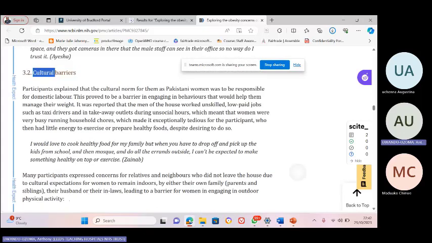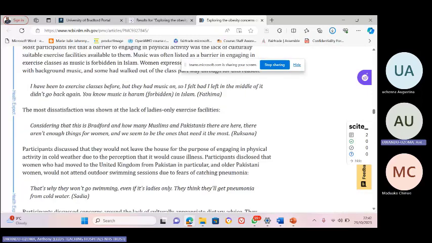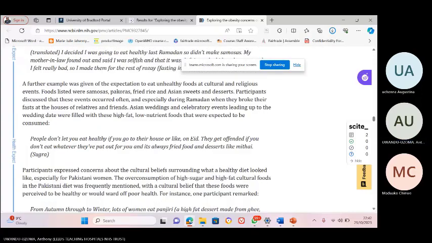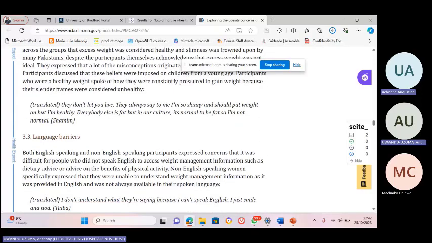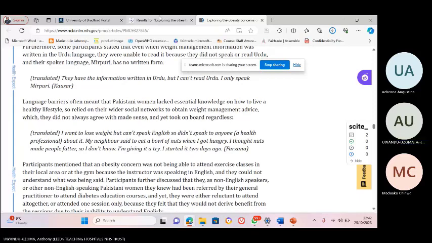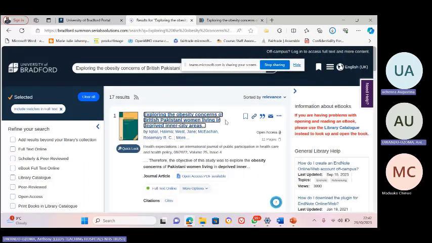So I can see some cultural barriers here. So I have an idea on how culture affects obesity. By the time you are writing something around culture, you'll be able to cite this article because you can see he explains some cultural barriers in obesity. All right. So that's how you get your article.